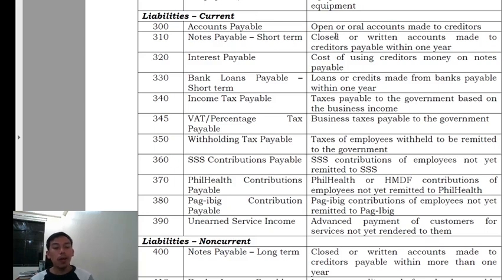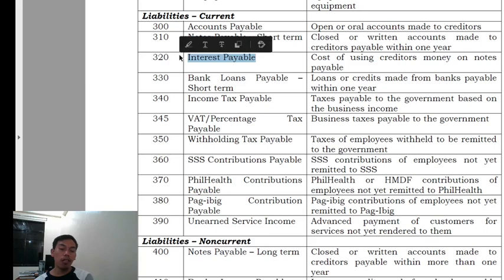So, accounts payable. O, umutang tayo, punta tayo sa store. Pwede bang umutang ng 50 pesos or umutang ng binebenta nyo? Or punta nga ako sa barbershop pero utangin ko. Bukas ko bayaran. O, oral accounts, open accounts, accounts payable. Pero kapag nagkasulatan kayo, that is notes payable. Na kapag short term, edi current siya. Kung mababayaran mo siya or babayaran mo siya dapat within 1 year.